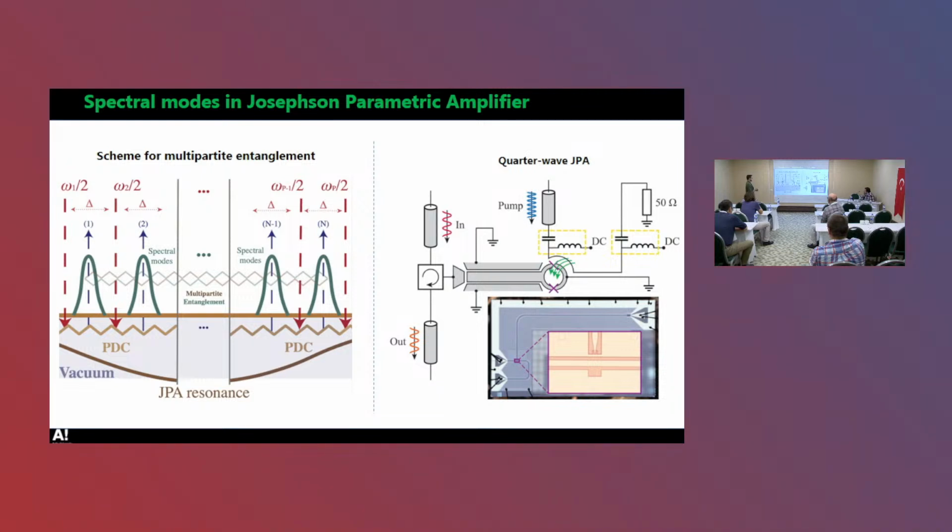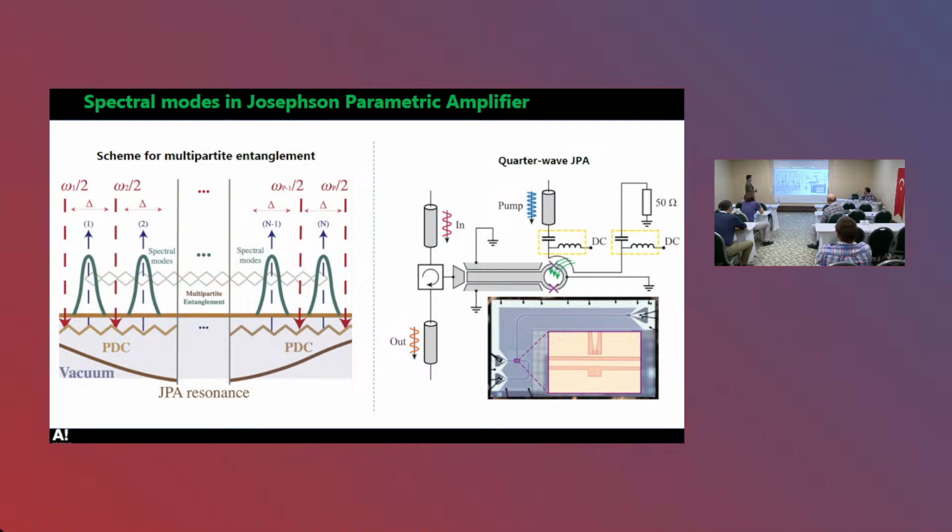But what is multipartite entanglement in that case? Essentially, we consider a single resonance of the Josephson parametric amplifier, and within this resonance we send multiple pump signals. I want to emphasize here that we utilize pretty high frequencies for the pump. In particular, we consider four-wave mixing, which means that we generate corresponding states at a frequency which is half of the pump frequency.